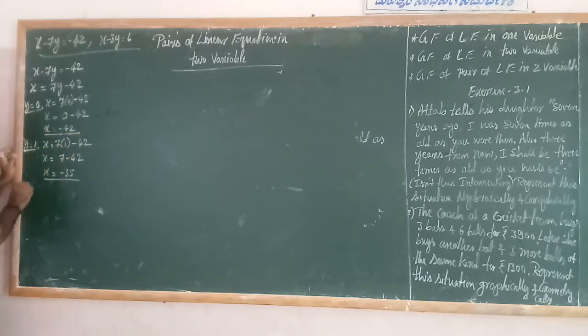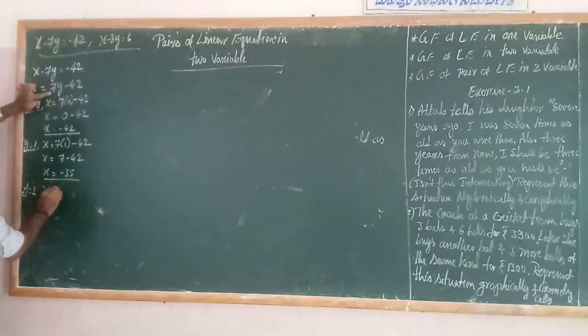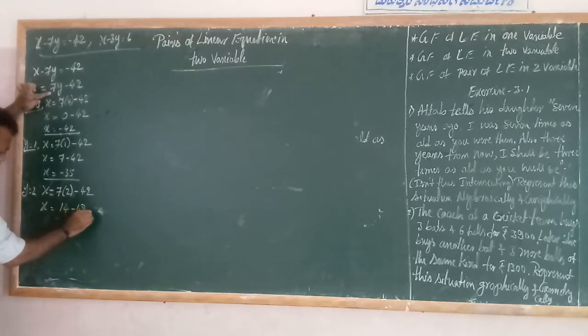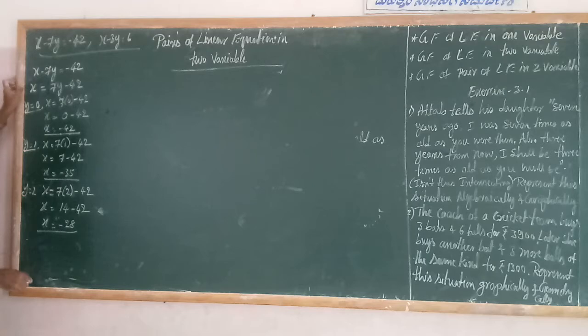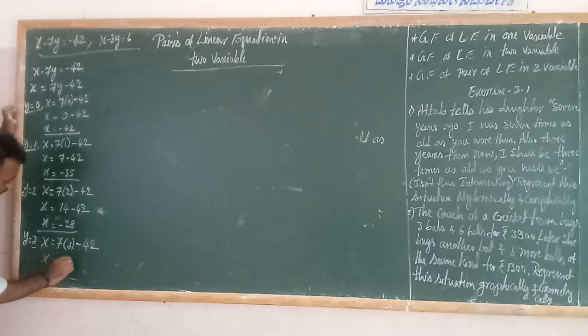Okay. So next, y is equal to 2 you should give it. So what will happen? x is equal to 7 into 2 minus 42. 7 twos are 14, 14 minus 42, so it becomes minus 28. Correct? Therefore, when y is equal to 2, x is equal to minus 28. Like that, y is equal to 3 you should give it. What will the x value become? x is equal to 7 into 3 minus 42. 7 threes are 21, 21 minus 42 becomes minus 21.